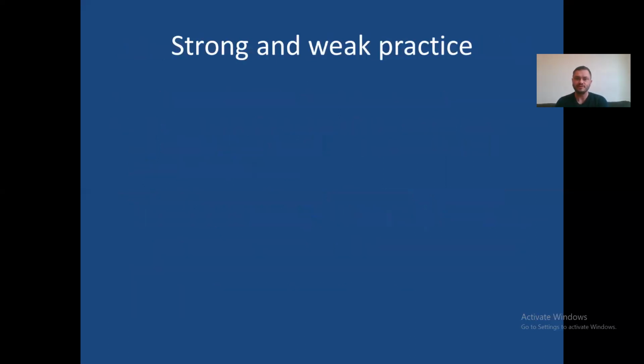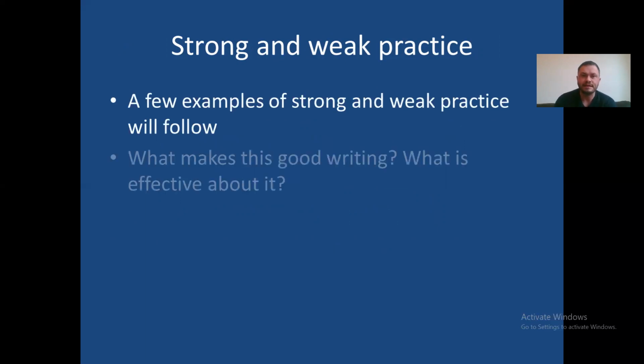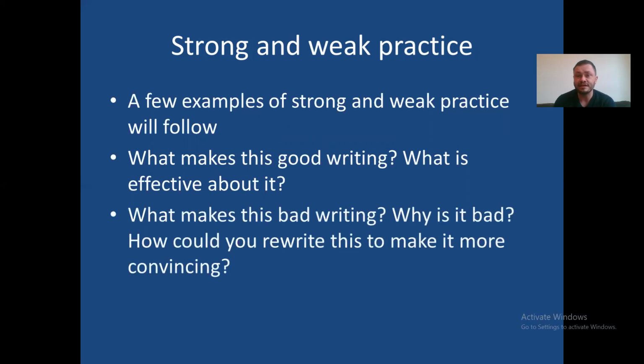So I've got some examples of strong and weak practice that I'm going to show you in terms of academic writing. These are examples of work that I have marked and that I have thought are both good and bad examples of writing. What I want you to consider as you're reading this is what makes this good writing and what is effective about that writing. Conversely, what makes it bad writing? Why is it bad? And how could you rewrite the work to make it more convincing?